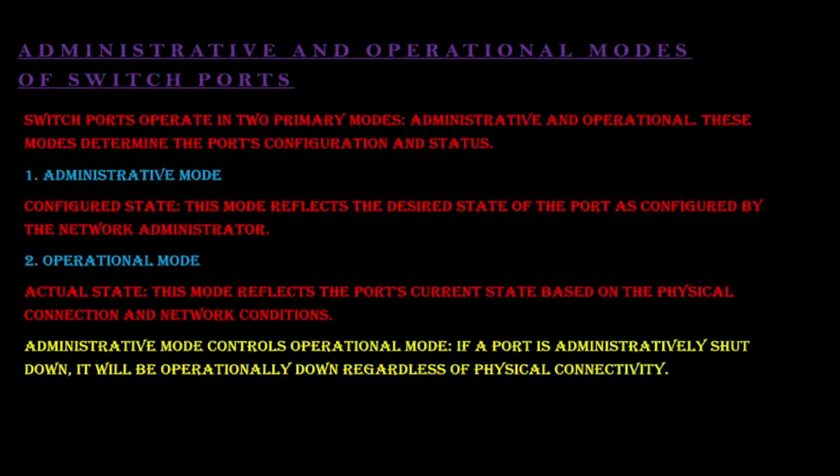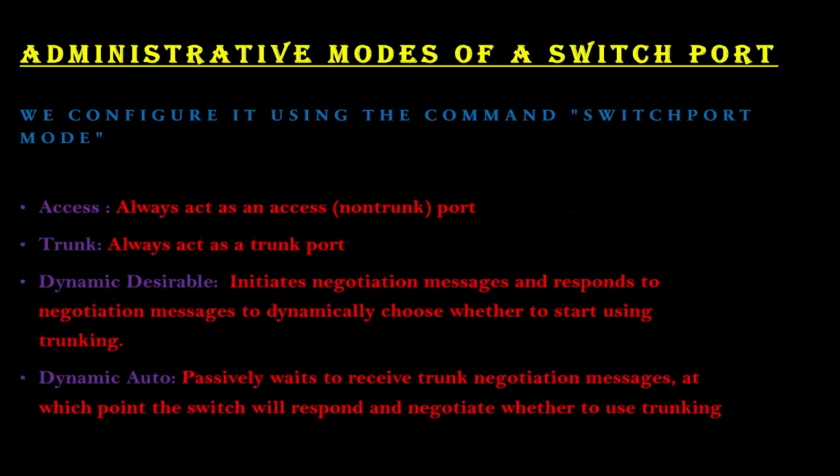Administrative and operational modes of switch ports. Switch ports operate in two primary modes, administrative and operational. These modes determine the port's configuration and status. 1. Administrative mode: configured state. This mode reflects the desired state of the port as configured by the network administrator. 2. Operational mode: actual state. This mode reflects the port's current state based on the physical connection and network conditions. Administrative mode controls operational mode. If a port is administratively shut down, it will be operationally down regardless of physical connectivity.